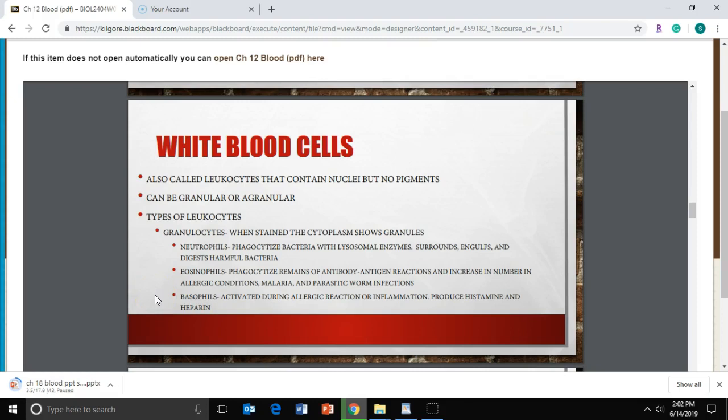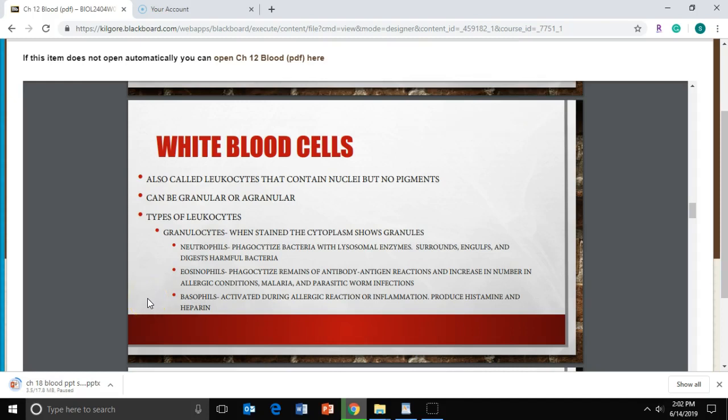And neutrophils are important because they can phagocytize bacteria. You learned the term phagocytosis back with the cell. That means that they can engulf these inside and then break them down.